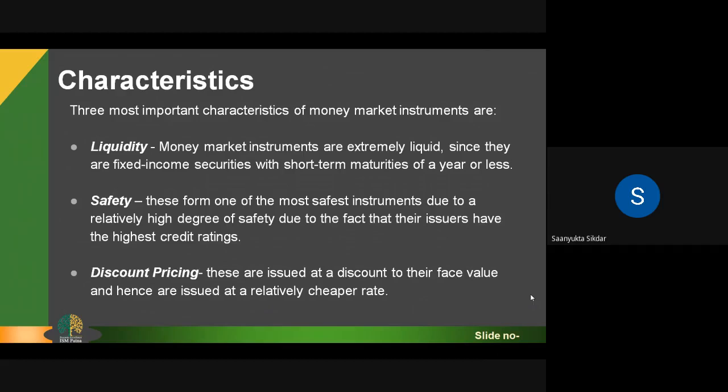This is one of the important reasons that they are very safe and secure. They are usually issued by the government, like treasury bills. So they are the safest one. You can even say the minimum amount of risk is associated with the treasury bill.